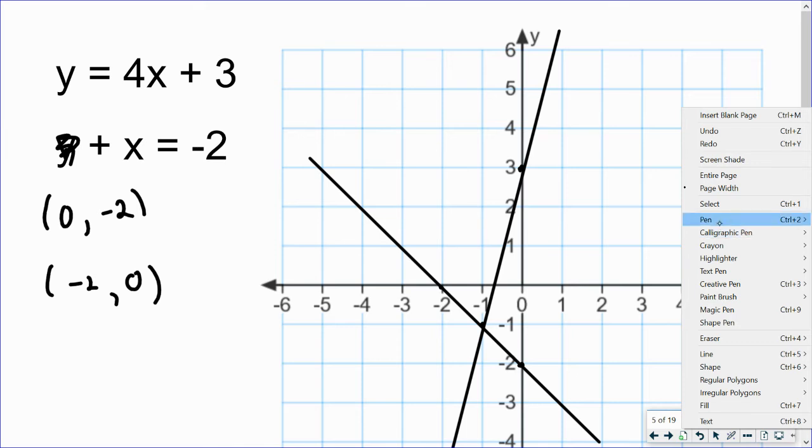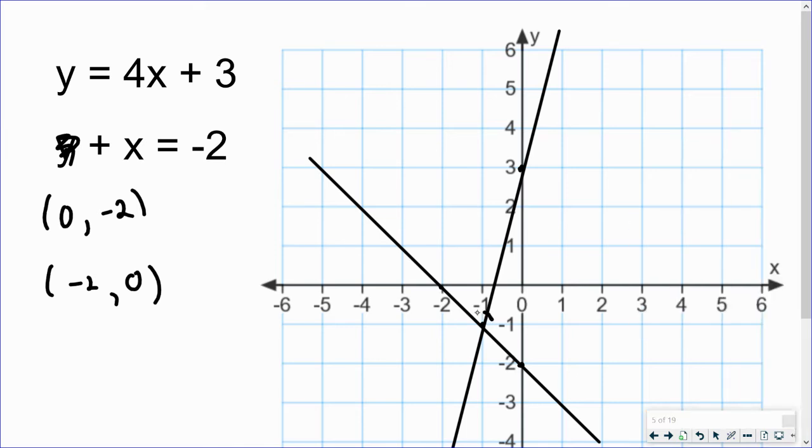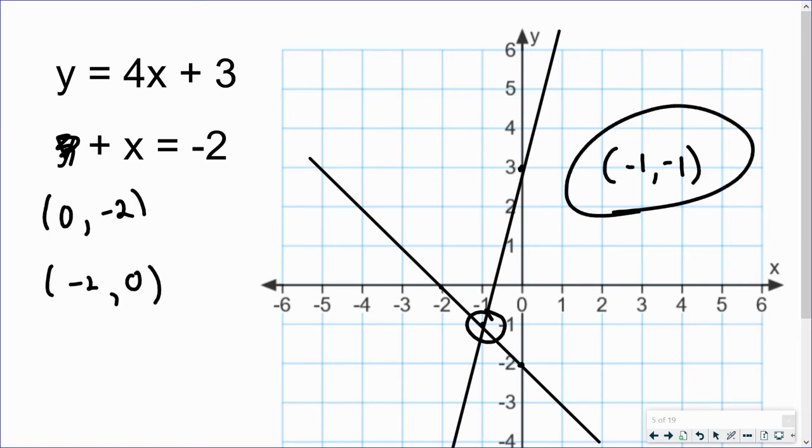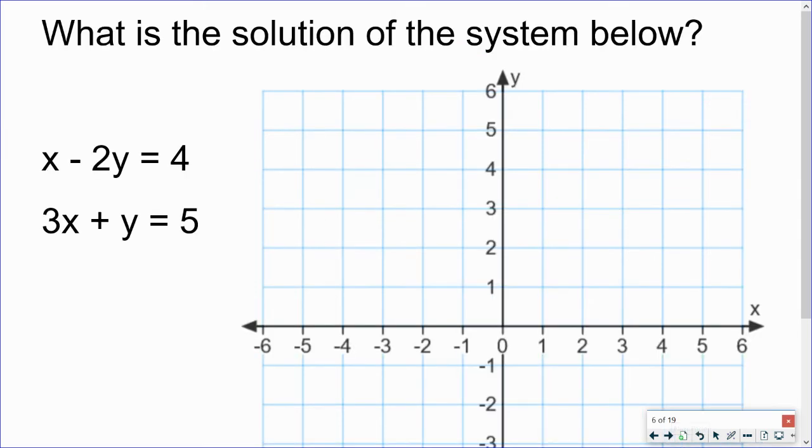Okay, so now it comes down to where do those two lines intersect? Right there, at -1, -1. And that's my answer. This is what we're doing today. We're looking for those two intersection points. What about this one?